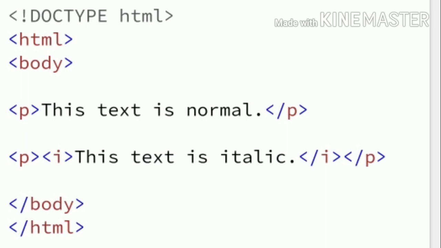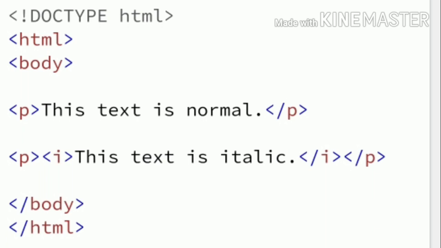For example, you can run this program. You can write similar code just like HTML, body. After that you can write a paragraph tag, p tag. This text is normal. You can close the paragraph tag. After that you can start a p tag, that is the opening p tag. After that you can start an I tag, that is the opening I tag. This text is italic.